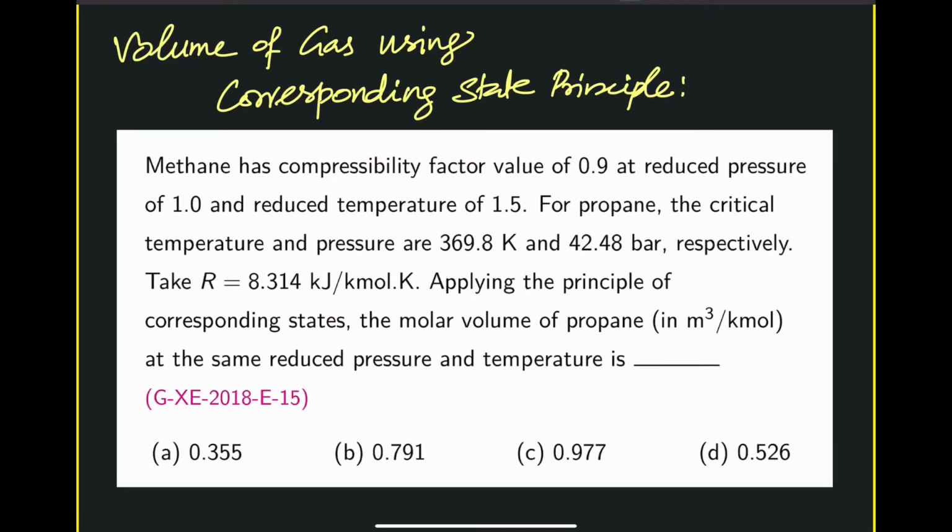This problem is about finding the volume of gas using the corresponding state principle. Let us read the problem statement. Methane has a compressibility factor value of 0.9 at a reduced pressure of 1 and a reduced temperature of 1.5. For propane, the critical temperature and pressure are 369.8 Kelvin and 42.48 bar respectively. Take R equal to 8.314 kilojoule per kmol Kelvin.